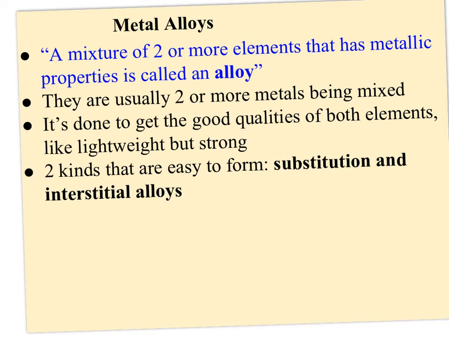For example, if you want a metal that's lightweight but strong, you could take a very lightweight metal that's not necessarily very strong, like aluminum, and you could mix it with an element that's maybe a little heavier but stronger, and you end up with a fairly lightweight, fairly strong metal. So there's two kinds of alloys that typically form, and I'm just going to go through these quickly, just to make you aware of them more than anything. So substitution and interstitial alloy.